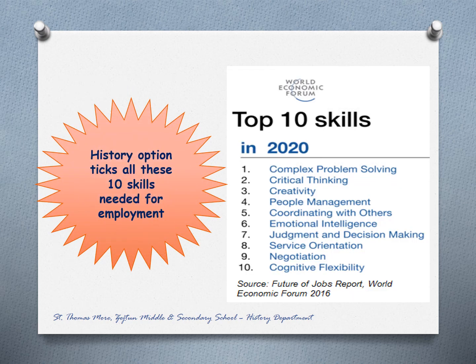And as I explained in the previous slide, history option ticks all the boxes for the skills needed for employment. We call these skills the 21st century skills. When studying history, you will be trained in critical thinking. You will also be trained in empathy as a skill needed. So that is a list from 1 to 10 of those skills needed for employment.